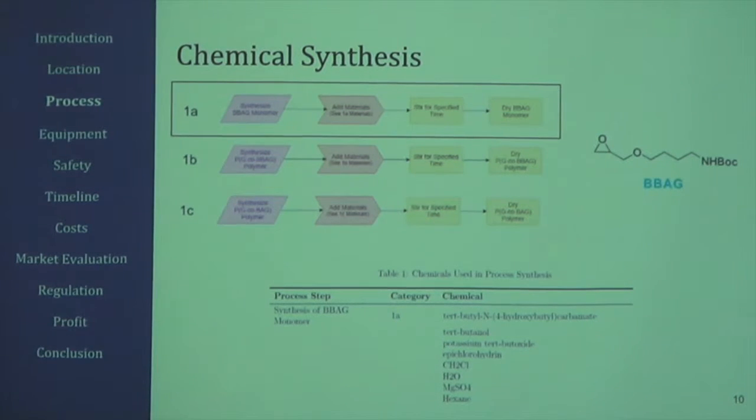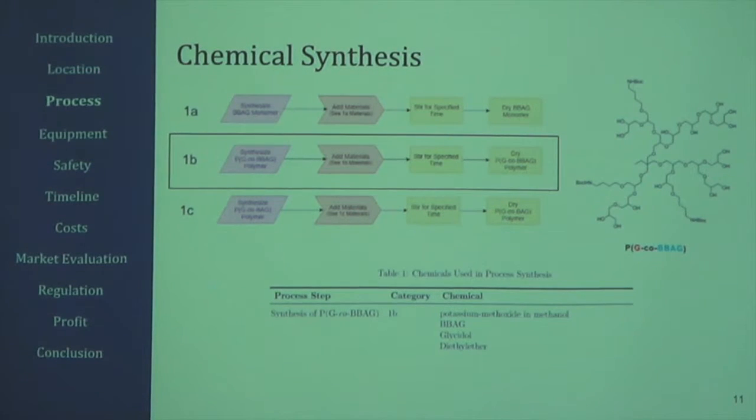So here are the chemicals that we would use for 1A, which is synthesizing that BBAG monomer. This will take approximately 24 hours to create, and it all happens at room temperature. And this on the right is what the BBAG monomer looks like, and on the far left is the glycidol ring.